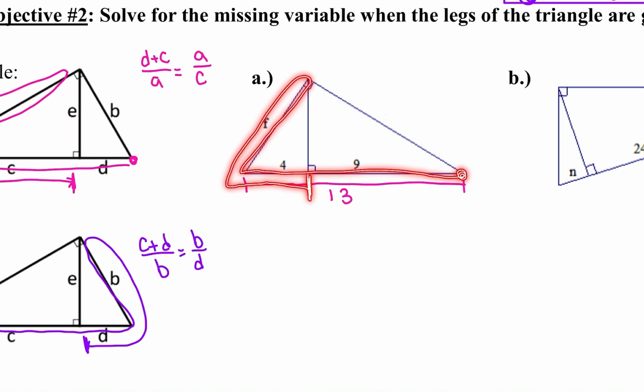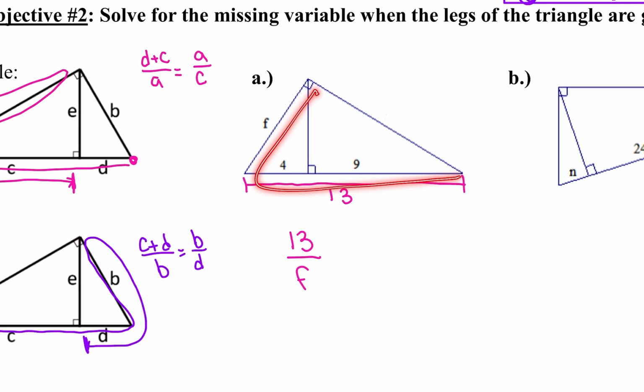But when it comes back, it's going to stop at this altitude. So we're only going to use the 4. So let's set that up. It's going to be 13 over F. That's us throwing the boomerang originally. So 13 over F throws the boomerang. And then the boomerang gets over here and it comes back. So it's going to be F over 4.